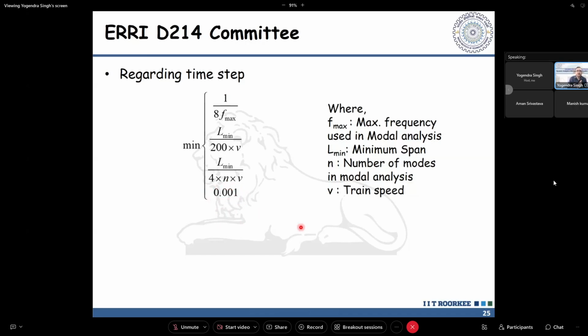Whereas in case of earthquake analysis, the time steps which we are using are generally 0.05. Sometimes people also use 0.01, but it is generally not recommended to use 0.01 because there may be numerical errors in that case. So 0.005, or at minimum we go up to 0.001. But here 0.001 is the upper limit. It has to be lower than that, satisfying all these criteria.